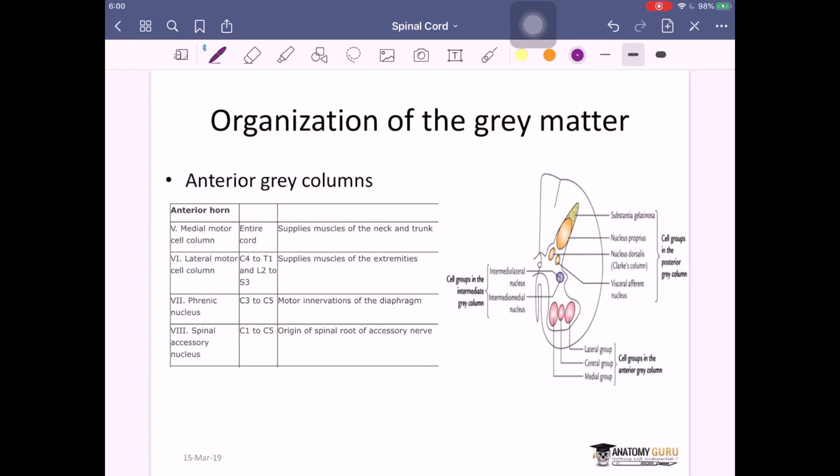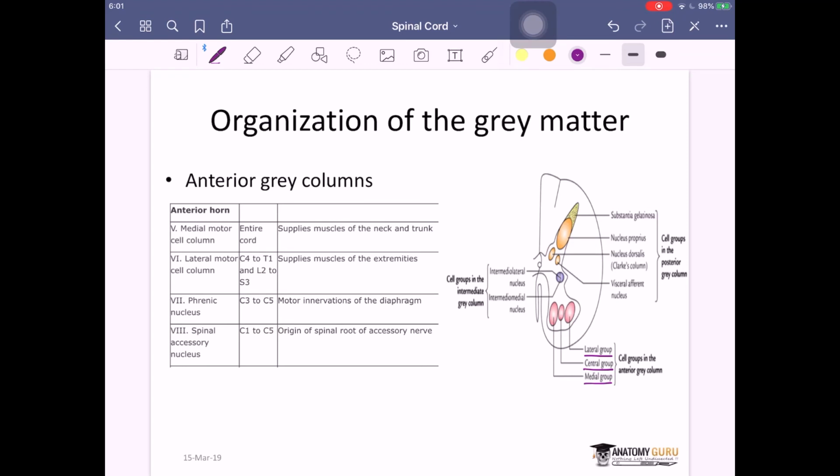In the anterior gray column, these are further arranged. The anterior gray column also has different types. If you dig further and see under the microscope, they were able to identify that the anterior gray column has three sets of neurons. You can see in this picture there are three pink balls shown. One is called the lateral group, the other is the medial group, and in the center you have the central group. So three neuronal groups have been identified.